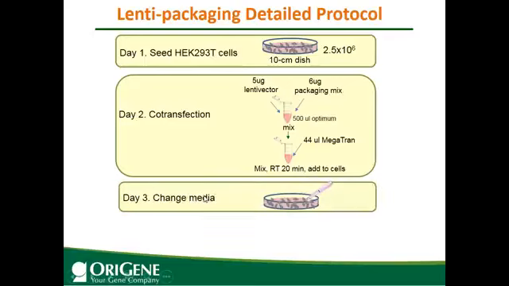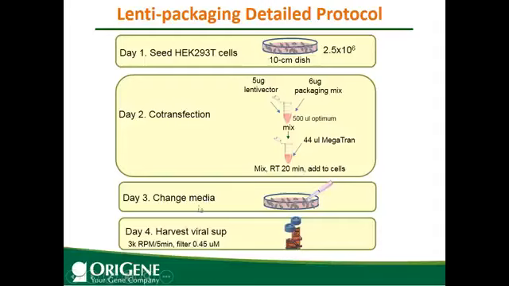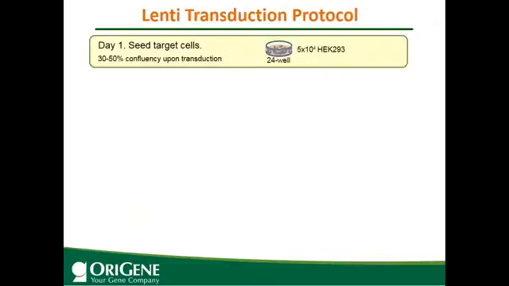And the next day, change the cell culture media. And on Day 4, the virus is ready to be harvested. So you harvest the supernatant, do a brief spin to remove the cell debris, and then filter the supernatant with a 0.45 micron filter. The viruses are ready to use. For long-term storage, avoid repeated freeze and thaws. So aliquot the virus into small volumes and store at -80. If you want to measure viral particles, there are different ways to do it. Just follow the corresponding protocols.